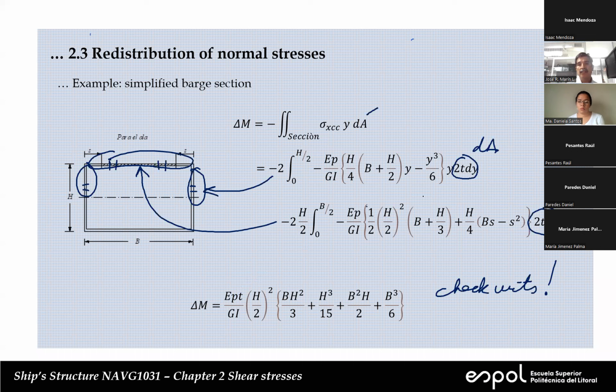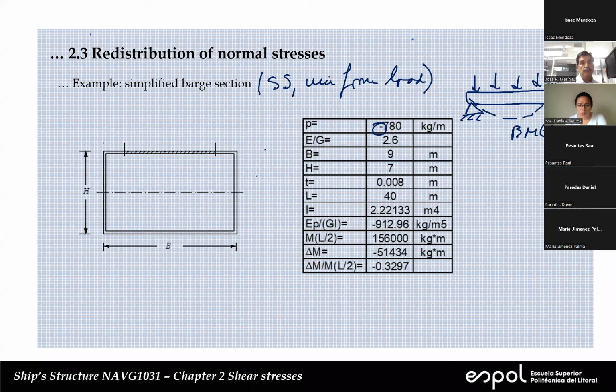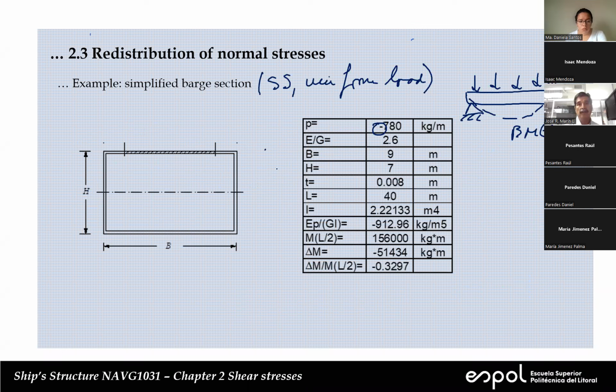Okay, I forgot to mention here, I'm sorry, in this calculation, I forgot to mention that we integrated only over the half of the section, okay? See, we integrated in the top. And then we simply double. I'm sorry, I forgot that.